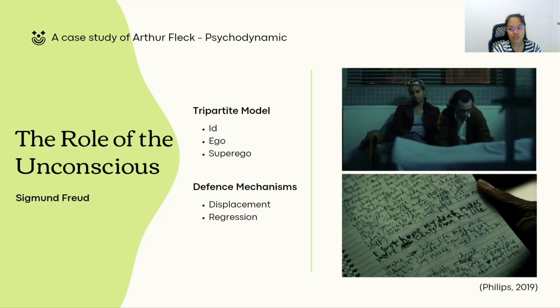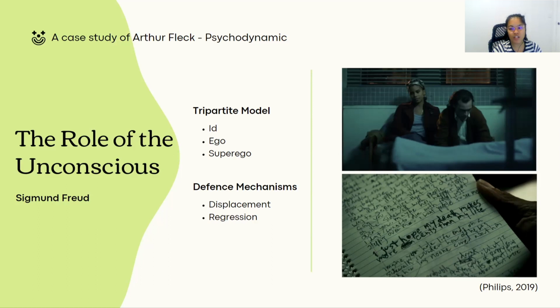To keep the id under control, the ego executes unconscious psychological strategies known as defense mechanisms. Displacement is a defense mechanism whereby the mind displaces unacceptable thoughts from the original source to another. This may come in the form of jokes. For example, in his notebook of jokes, Arthur wrote, "I just hope my death makes more sense than my life." This joke was used to displace Arthur's undesirable thoughts of suicide.